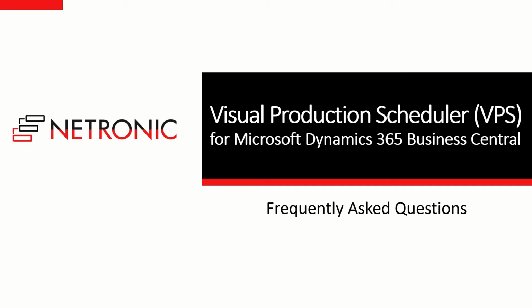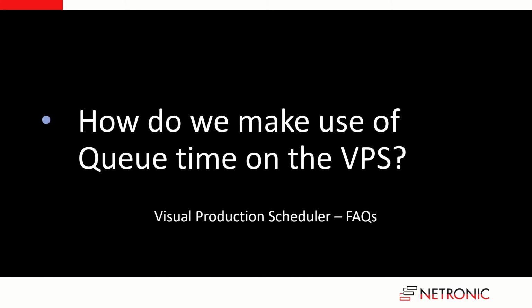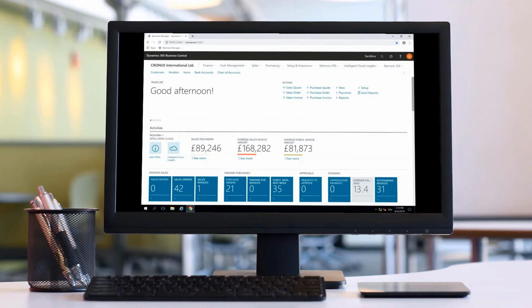This time we have a video regarding the Visual Production Scheduler, or the VPS. One question we got asked in the past is how do we make use of queue time on the VPS, or do we actually consider queue time on the VPS? Just recently, during our latest update for the VPS, this is a functionality of Business Central that we already support. So as always, let's look at the VPS specifically and look at how this actually works.